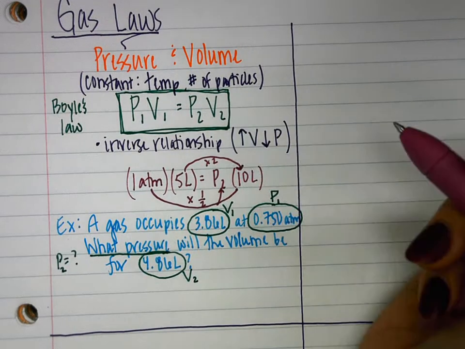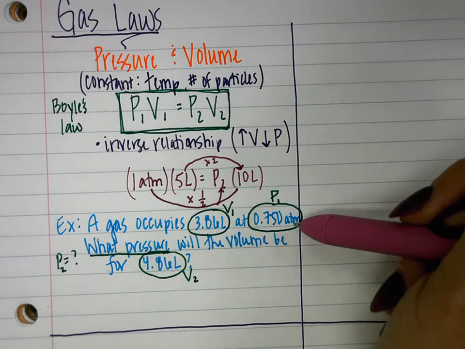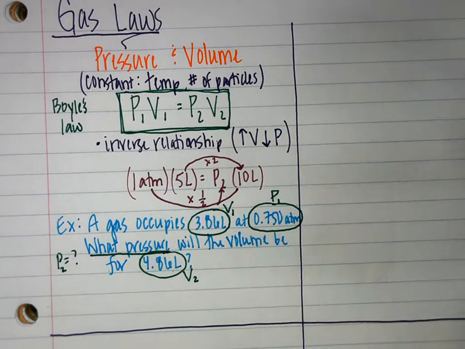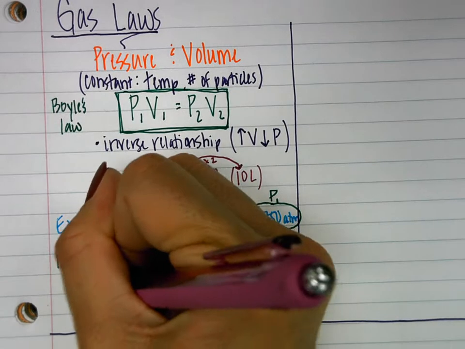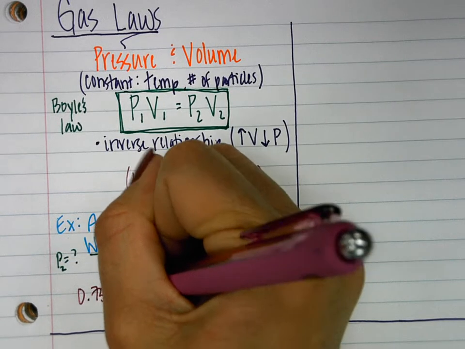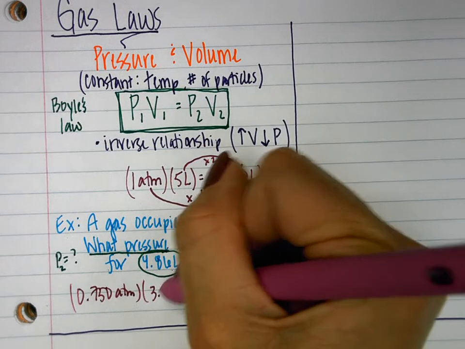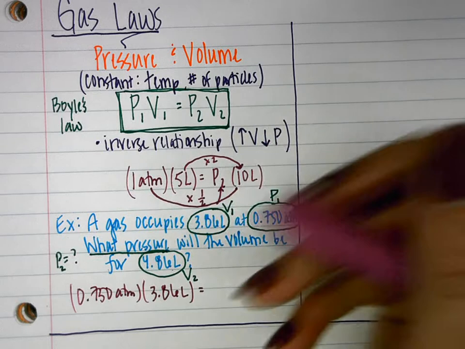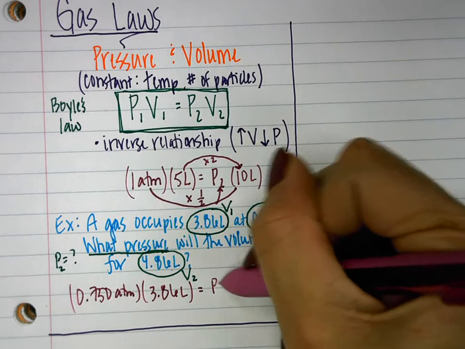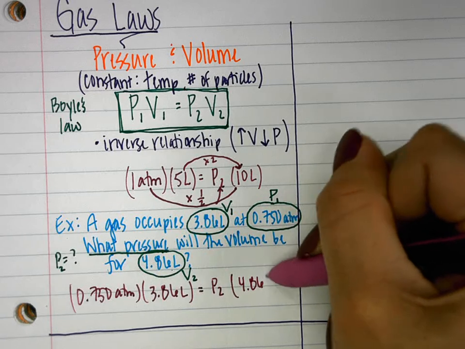And your units, you don't have to convert anything because they just need to match. So our liters are liters, and then our answer would be in ATMs since that one's in ATMs. So I'm going to plug in. I have 0.750 ATMs times 3.86 liters equals, I don't know my P2, and then my new volume is 4.86 liters.